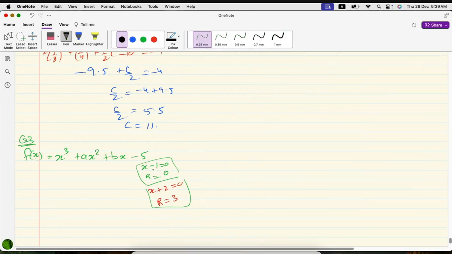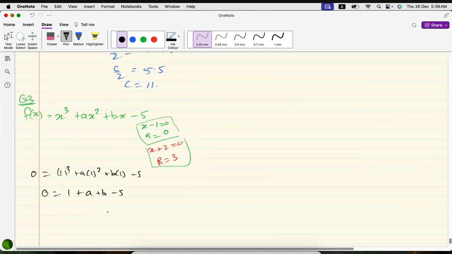So firstly, when it is a factor, that would mean 0 is equal to value at x is 1. 1 cube plus a into 1 square plus b into 1 minus 5. So 0 is equal to 1 plus a plus b minus 5. 1 minus 5 is minus 4. a plus b is equal to 4 is equation 1.